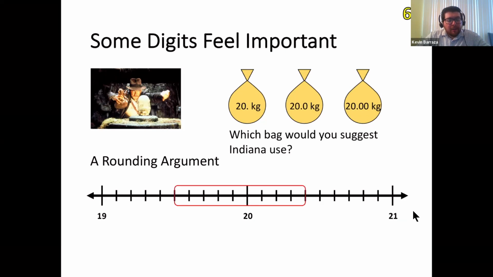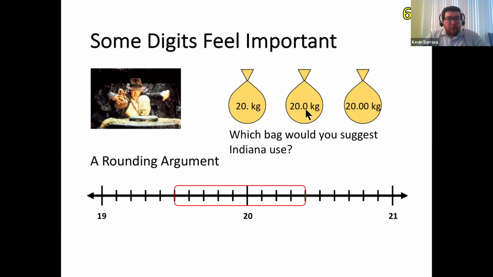So when I say that I'm confident to the ones place, really what that means is that there's a range of numbers that all could be confident to the ones place. That range is all of the numbers that round to 20. So that could be 19.5 all the way to 20.4. All of those would round to the ones place to be 20. So this value actually has this much possibility on the number line. 19.5 would round to 20 and 20.4 would round to 20.